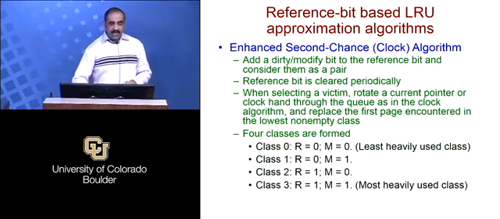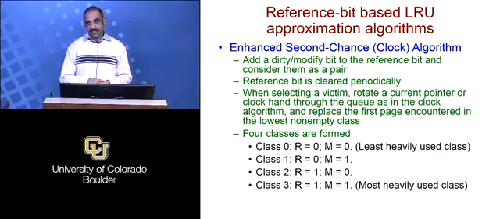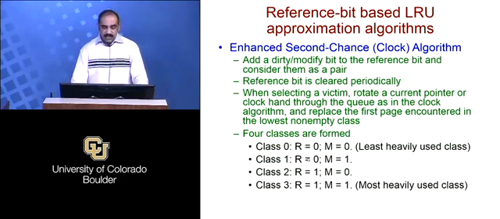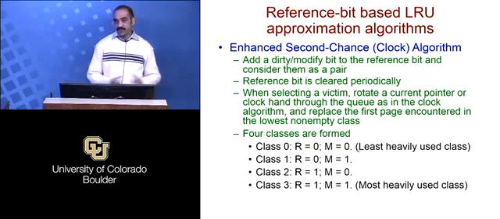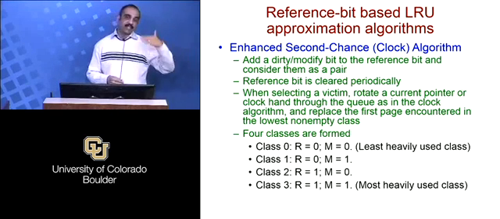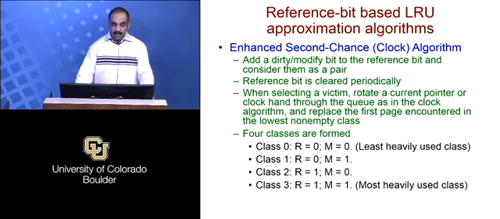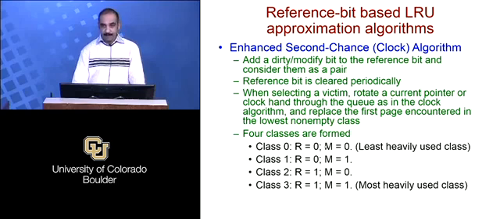The third one is what is called the enhanced second chance algorithm, which not only looks at the reference bit, but it also looks at the modified bit. So it looks at 2 bits now. Your bit pattern could be either 0 0, or 0 1, or 1 0, or 1 1. 0 0 is clearly the least heavily used class, right? Because it hasn't been referenced recently and it hasn't been modified recently. So this is definitely the one that you want to choose.